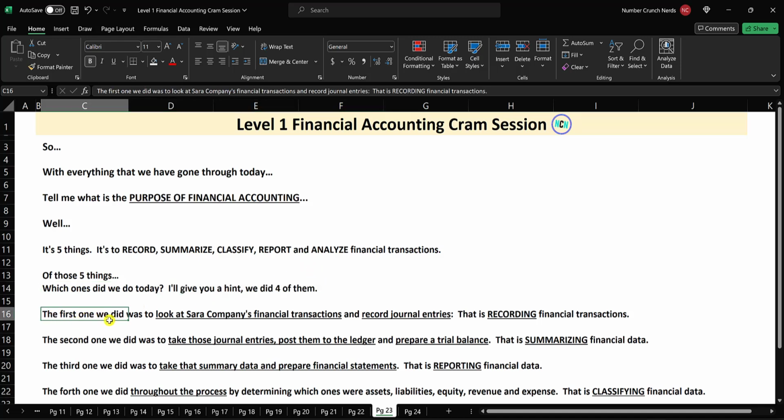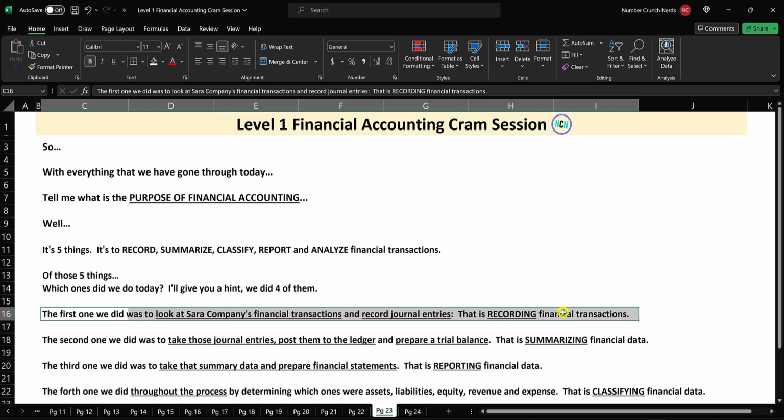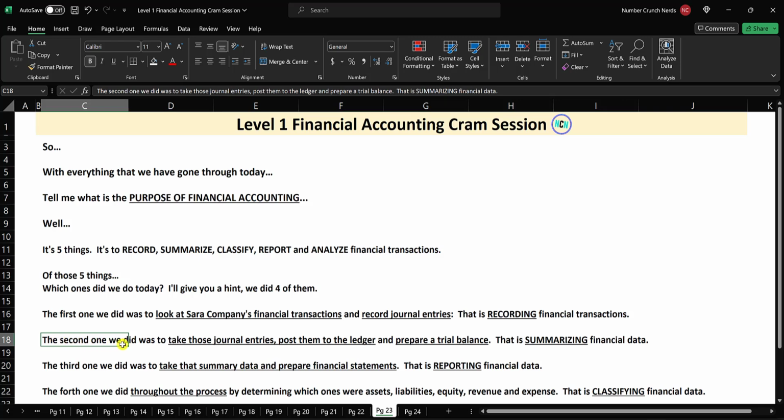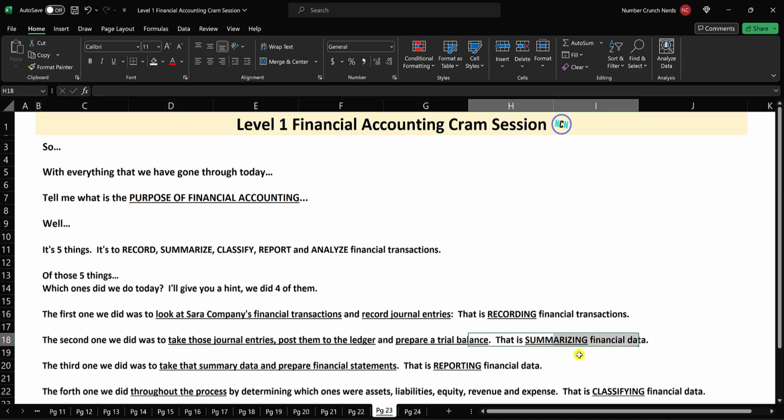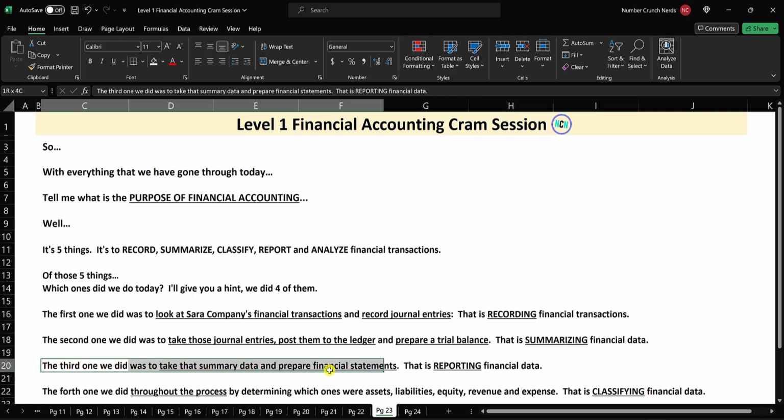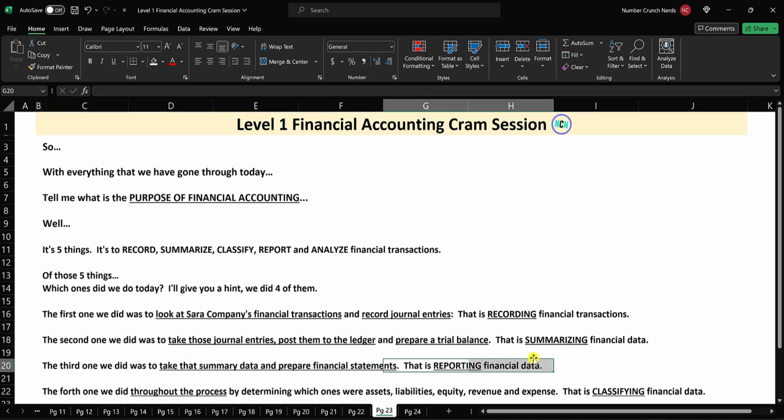The first one we did was to look at Sarah Company's financial transactions and record journal entries. That's recording financial transactions. We looked at what she did and we recorded it. The second one was to take those journal entries, post them to the ledger, and prepare a trial balance. That is summarizing financial data. We took the raw financial data and we summarized it into a more useful format. The third one we did was to take the summary data and prepare financial statements. That's called reporting financial data. That's how you report it.